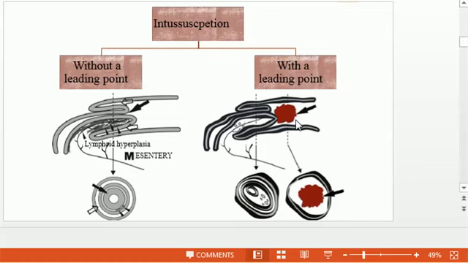Usually when an adult person presents with intussusception, we assume that probably there is a leading point, some underlying pathology, and we are prepared for that.